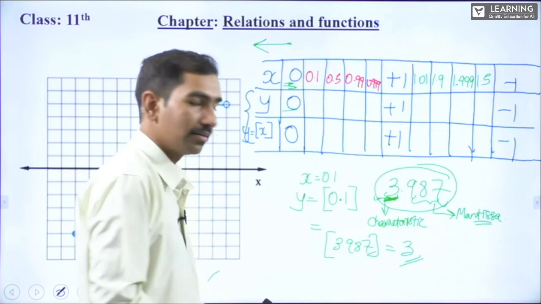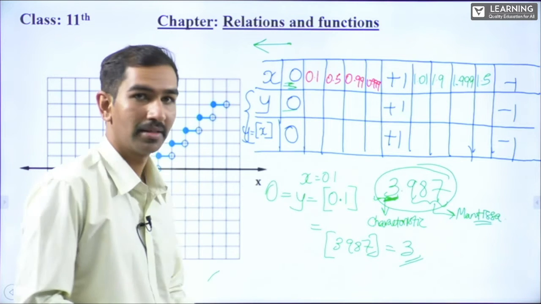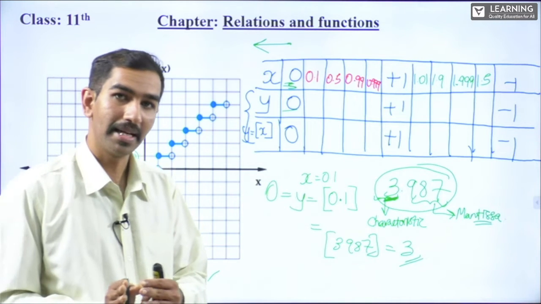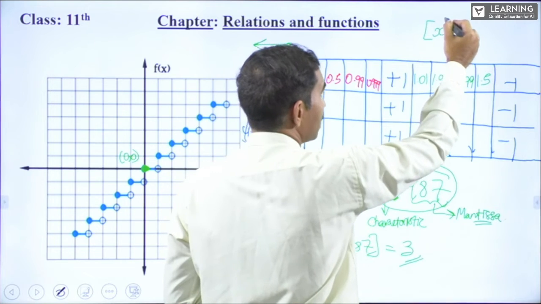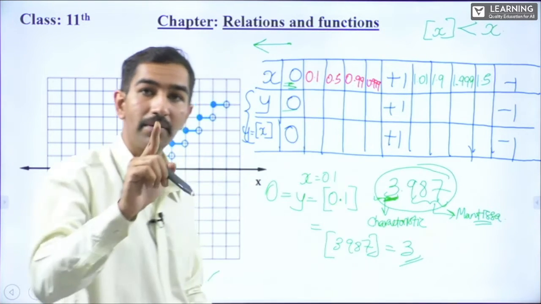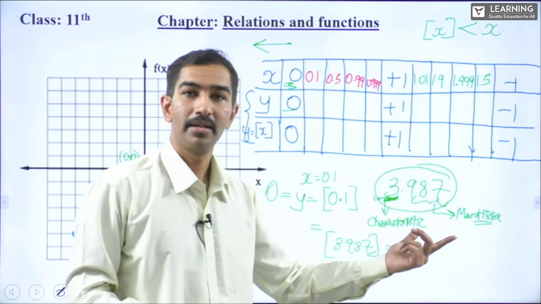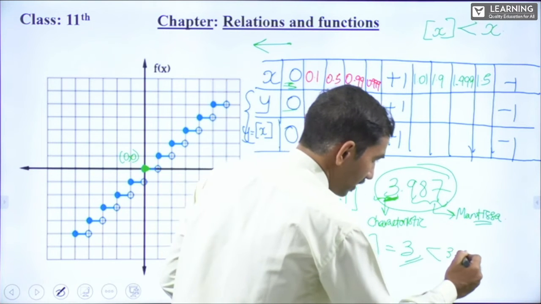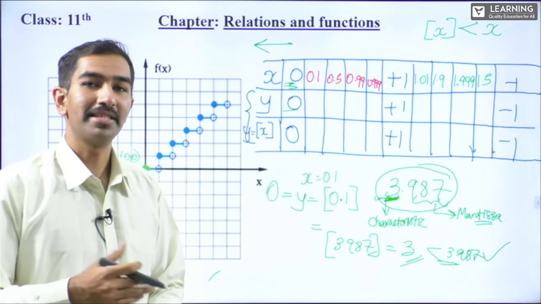So now see this next. 0.1, what is the greatest integer function of 0.1? Yes, that is right. It is equal to 0, students. It is not greater. Greatest integer function will always be lesser. So remember this. Greatest integer function of x will always be lesser than x. It will never be greater. Understood? So 3.987 is x. What is greatest integer function of that? 3. Is 3 lesser than 3.987? Yes, it is lesser. So that is greatest integer function.